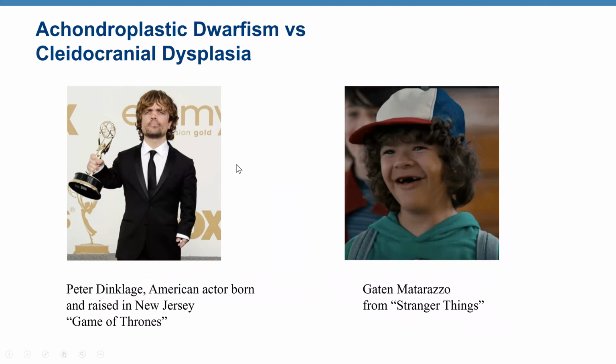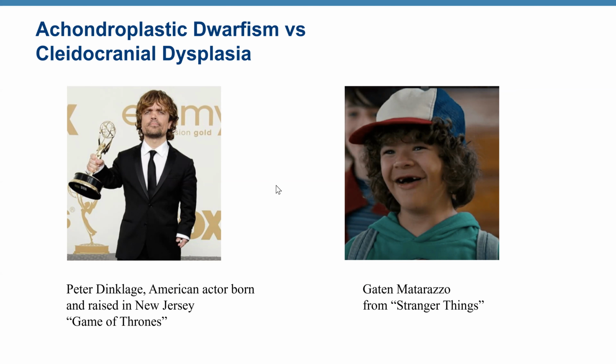All right, so here are some conditions that affect ossification: achondroplastic dwarfism and cleidocranial dysplasia. Achondroplastic dwarfism is a genetic disorder that affects development of long bones. And here is Peter Dinklage, American actor who is famous especially by his role in Game of Thrones. Now he has this achondroplastic dwarfism, when his long bones do not develop properly.